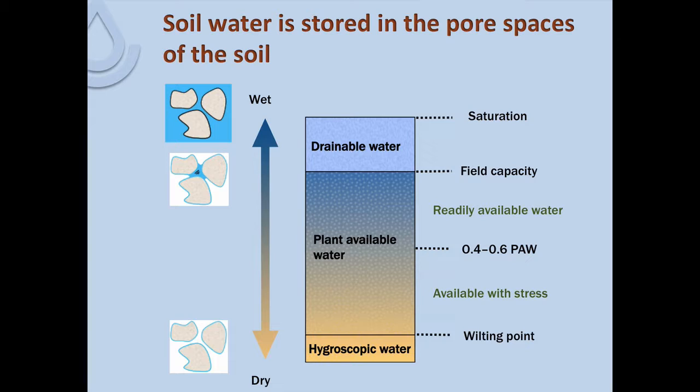Beyond that wilting point then is hygroscopic water, or again that water that's so tightly held that plants aren't able to draw it out, and the only way we can get that water out of the soil is to drive it off by putting it in an oven or some other means beyond just natural withdrawal of water from the soil.